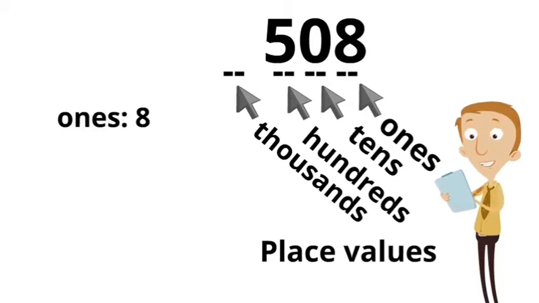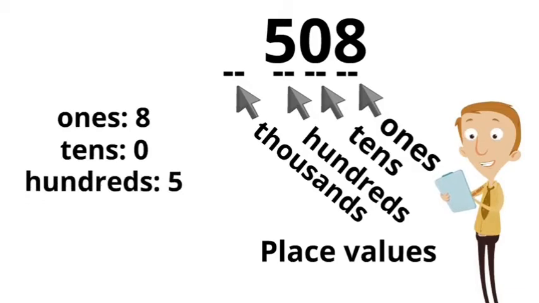Which number is in the tens column? If you said 0, then you are right. 0 is the number in the tens column. Which digit is in the hundreds column? I'll be using digits because we are talking about digits. If your guess was 5, then it's right. 5 is in the hundreds column.